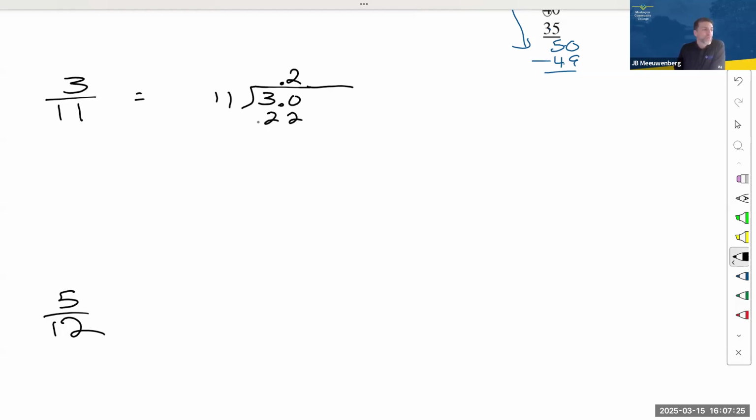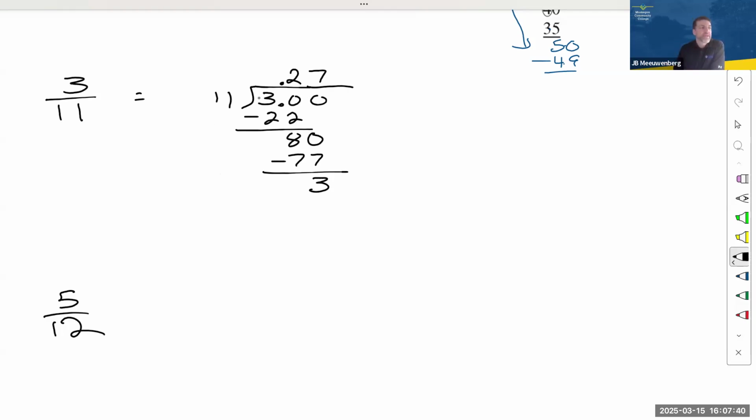2 times 11 is 22. We subtract, we get 8. 11 goes into 80 7 times. 7 times 11 is 77. Subtract, and we get 3. And right there, we hit the spot where we are going to be able to stop.